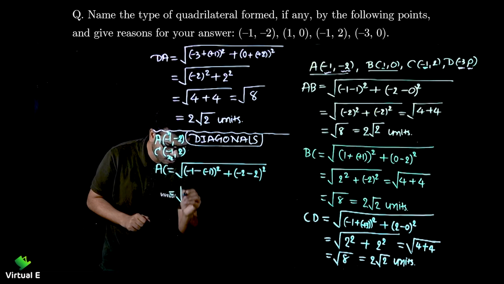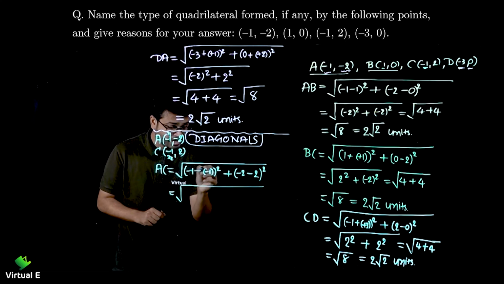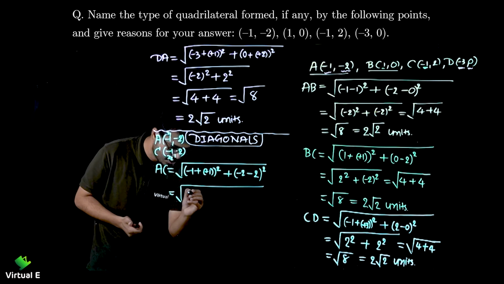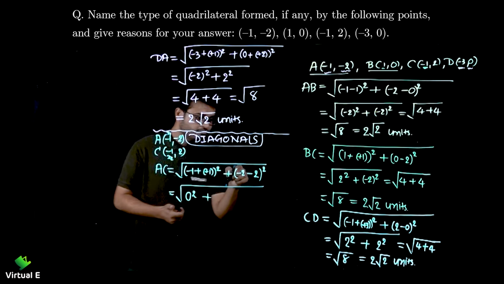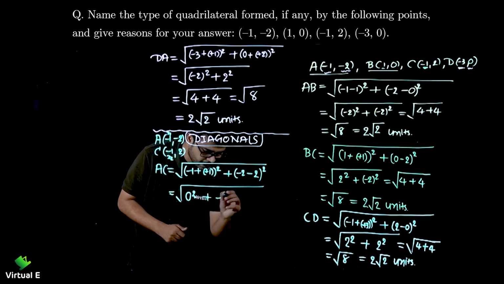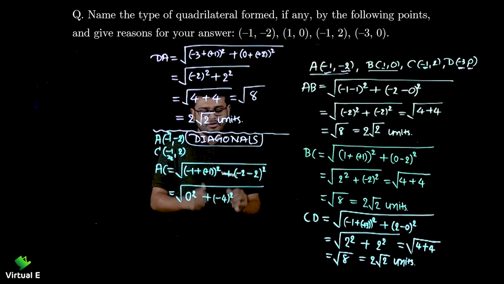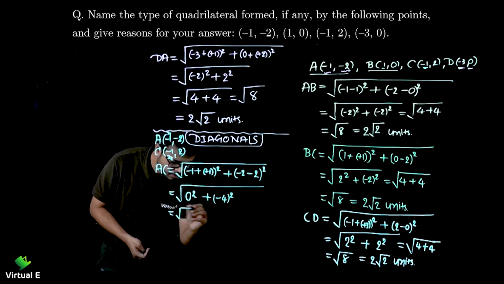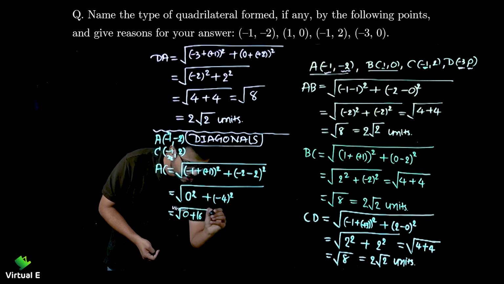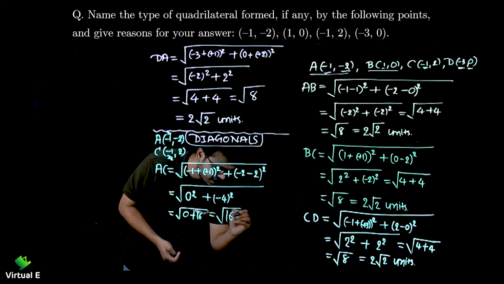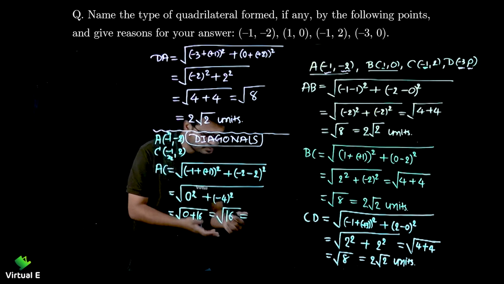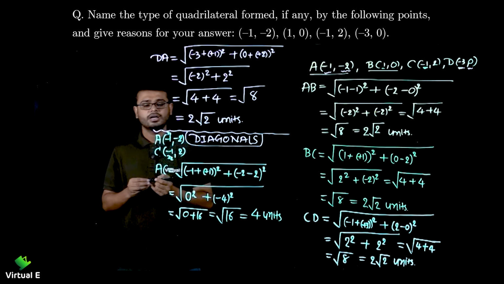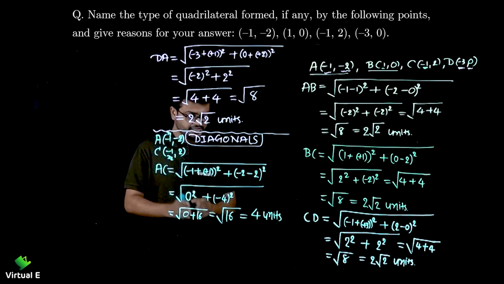Here, what are we going to get? Let's see. Here minus will be plus, -1 and +1, what's the answer? Simple, 0. So here it will be 0 square, plus -2 and -2, that will be -4 whole square. Now 0 square and -4 whole square, let's do it, no worries though. So here 0 plus 16. 0 plus 16 is only square root of 16, and square root of 16, we have just done it, that is 4 units. So my first diagonal's length AC is 4 units.